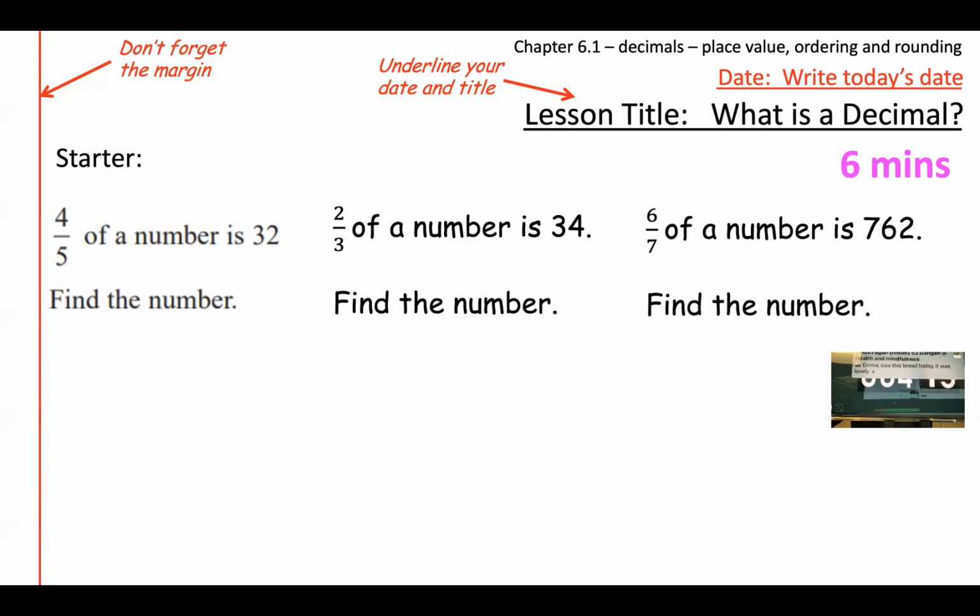Just whilst you're working through these questions, I want you to think really, really carefully of what it says. Okay, you're not finding 4/5 of 32. You are told that 4/5 of a number is 32. You need to find the whole number. So you're given a fraction of the number, a fraction of it is 32. What's the whole number? Perhaps drawing a bar model might help you with this question.